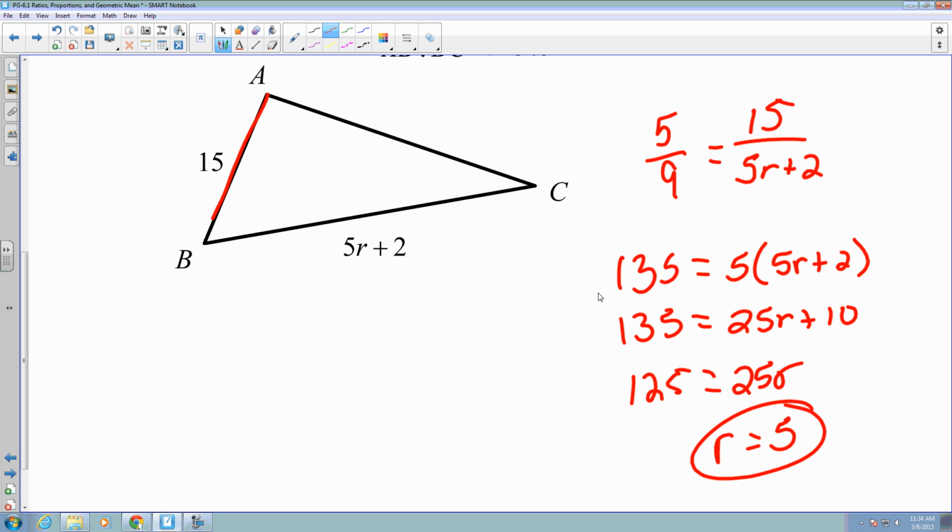And that is being able to solve for ratios, proportions, and geometric means.